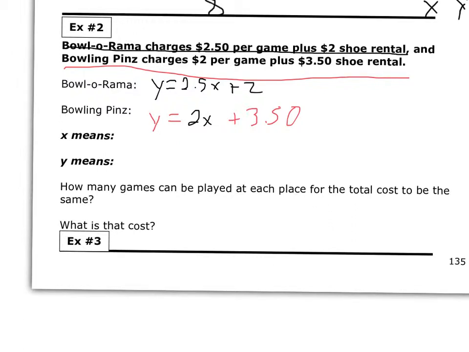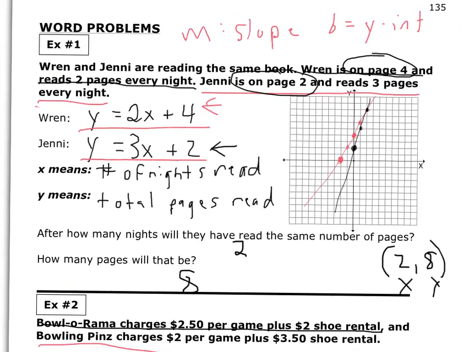So what does the x mean in both of our equations? Okay, well, the x means the number of games. So the number of games that you play is represented by x. And what does y mean? Y means the total cost. Okay, so y means the total cost of our games.